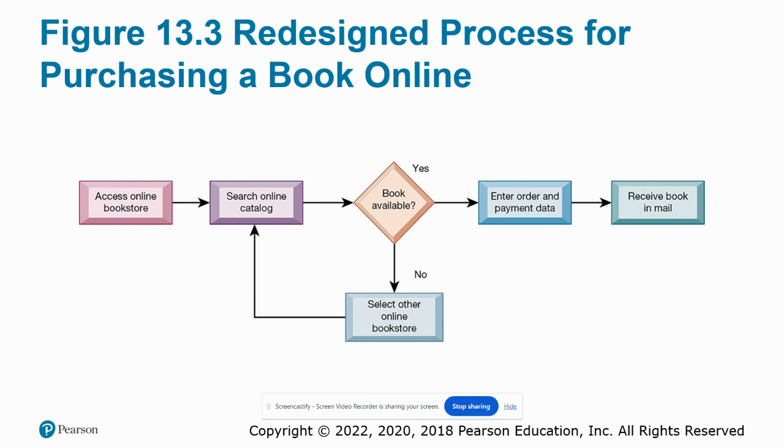Using internet technology makes it possible to redesign the process for purchasing a book so that it requires fewer steps and ultimately consumes fewer resources. This graphic illustrates the book purchasing process after re-engineering as an online process. The new process and technology has reduced numerous stages to 4 or 5.